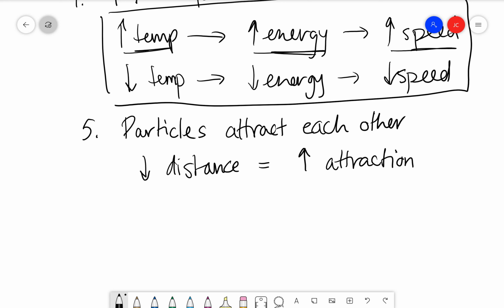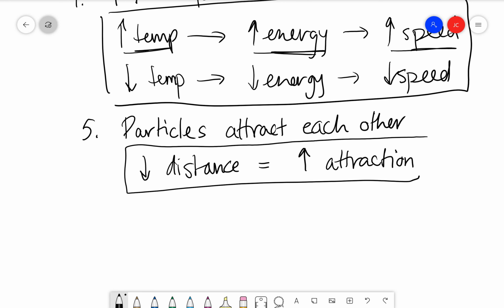So there's another important thing to remember. The more closely packed these particles are in a substance, the greater the attraction. This makes sense. It's obviously a lot easier for instance, 2 magnets to attract if they're like right beside each other on your hand than if you have one on either side of a room. Less distance, more attraction.